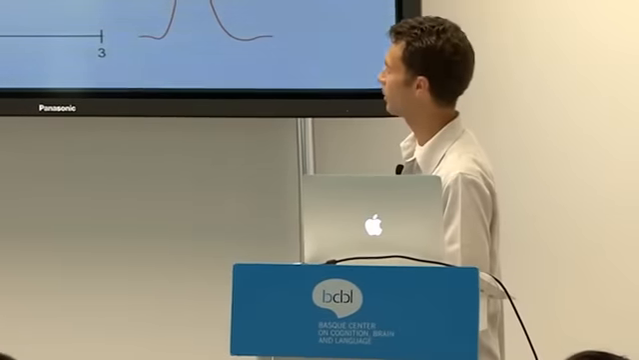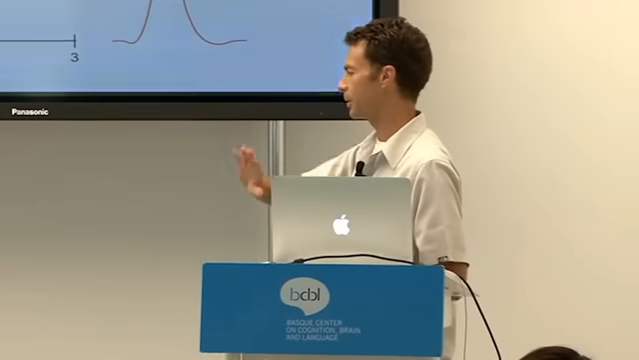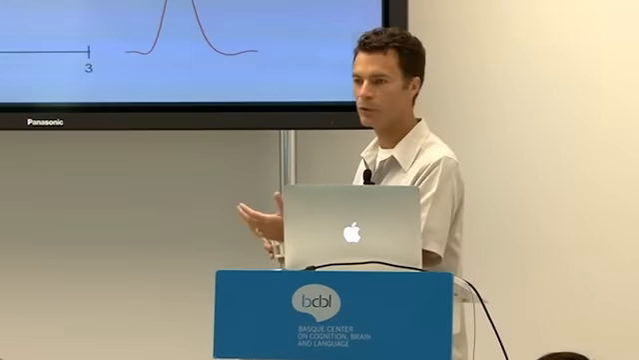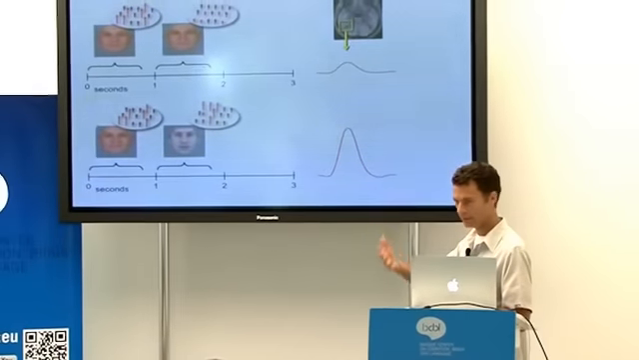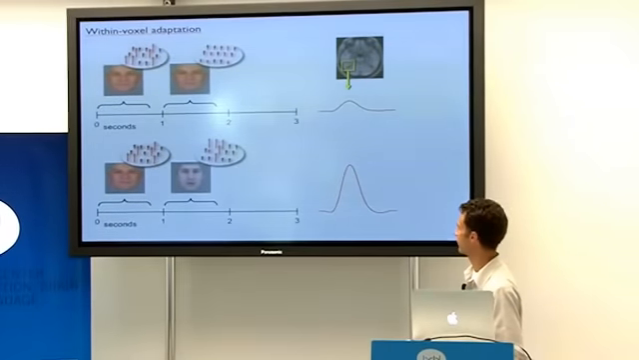But then there's a third type of way that you can measure neural activity, and that's using something called within voxel adaptation. This is a technique that was probably most popular about 10 years ago, and multivoxel pattern analysis has swept in to be more used in recent years.